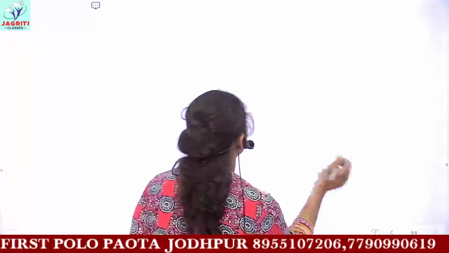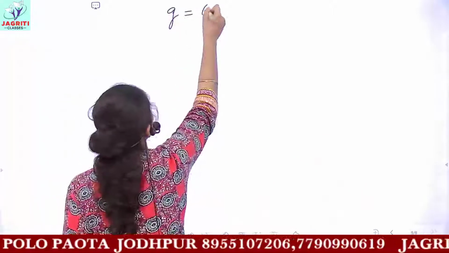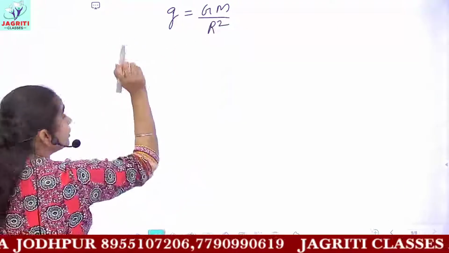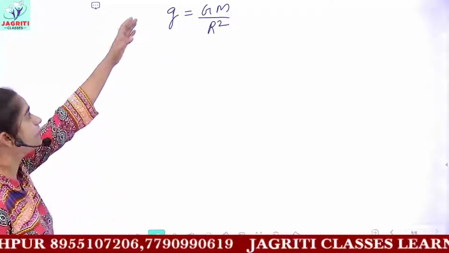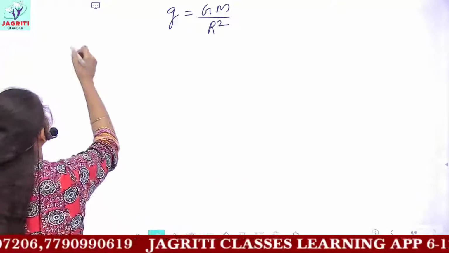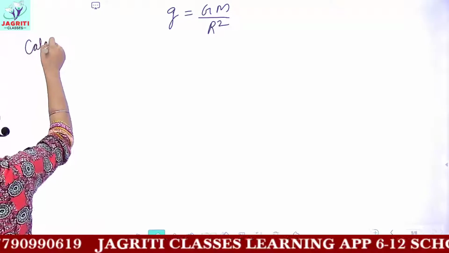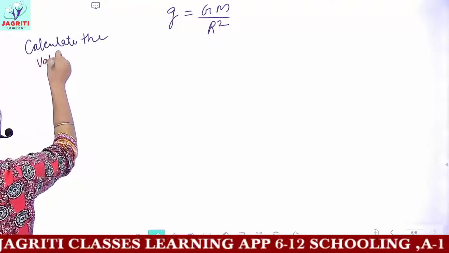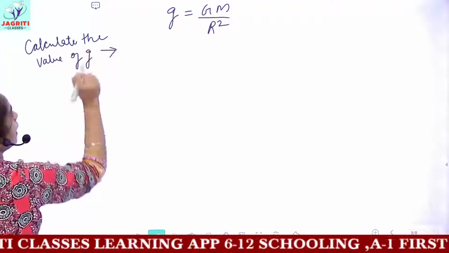So now we are finding, you have the relation g equals to GM upon r square. Now you have to remember these values, because if you are asked to calculate the value of g, you have to show the complete calculation. So how would you do this?